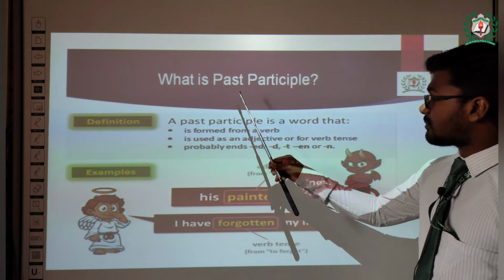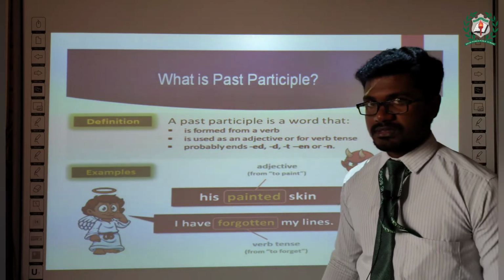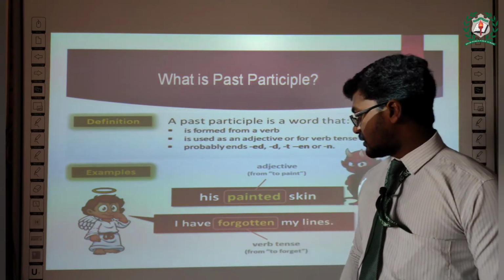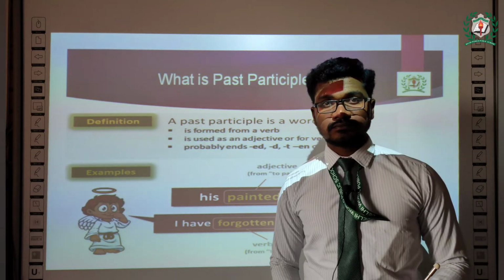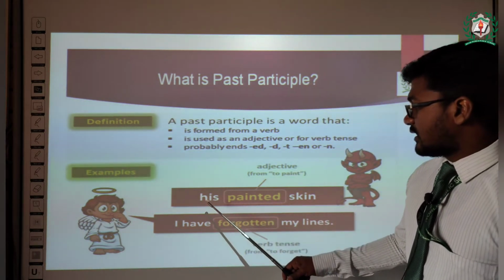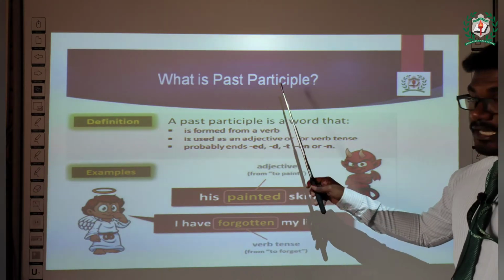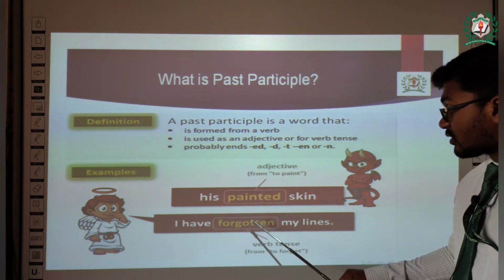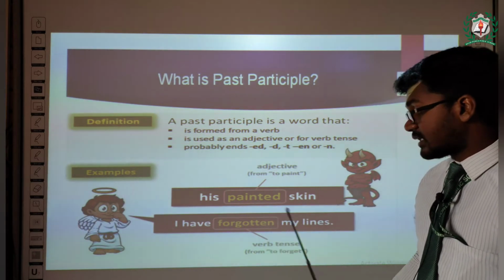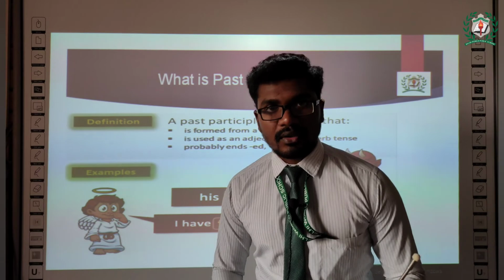Okay. So as it is past, we know that already: -ed, -d, -t is there. But for participle, extra -en and -n you have to remember, like drunken. Now, his painted skin, -ed, past, right? And participle in verb form: I have forgotten my lines, -en. So it is a past participle.